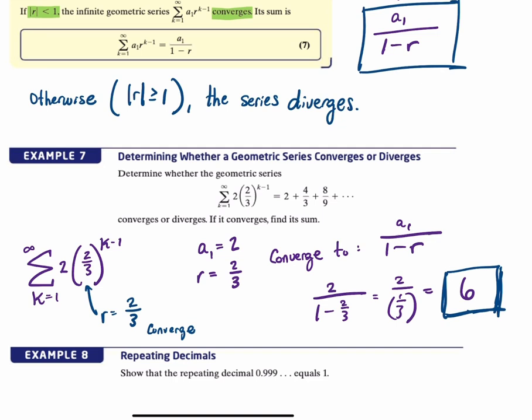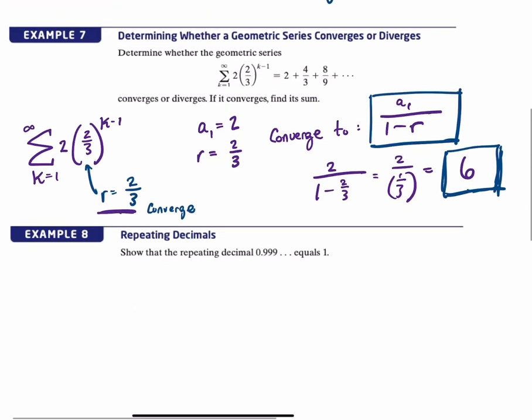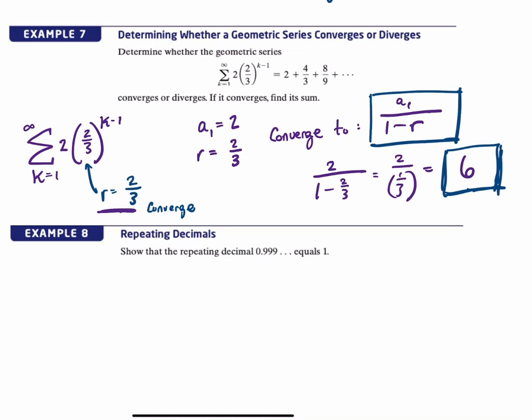So if the r value is some fraction less than 1, then the infinite geometric series will converge to this value, your first value divided by 1 minus r. Otherwise, if r is greater than 1 or even equal to 1, then it will diverge. It'll just keep getting larger.